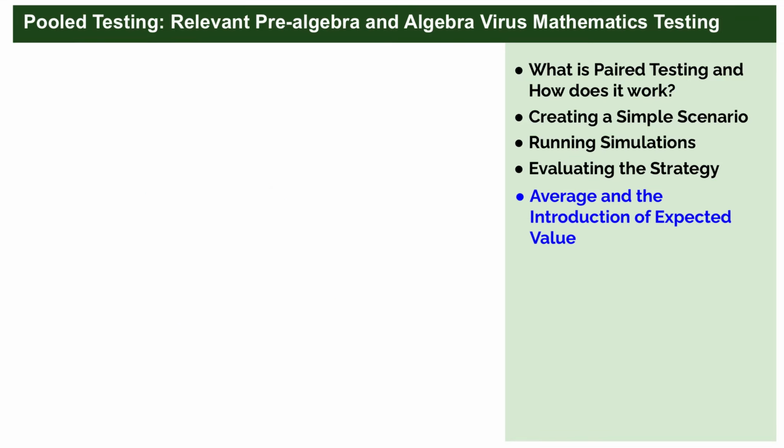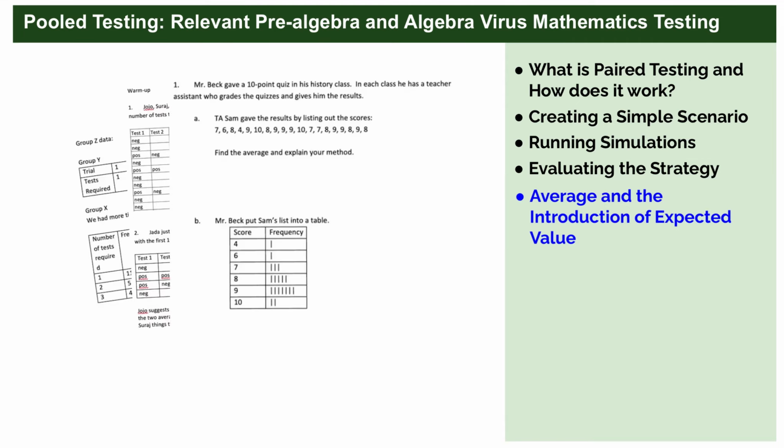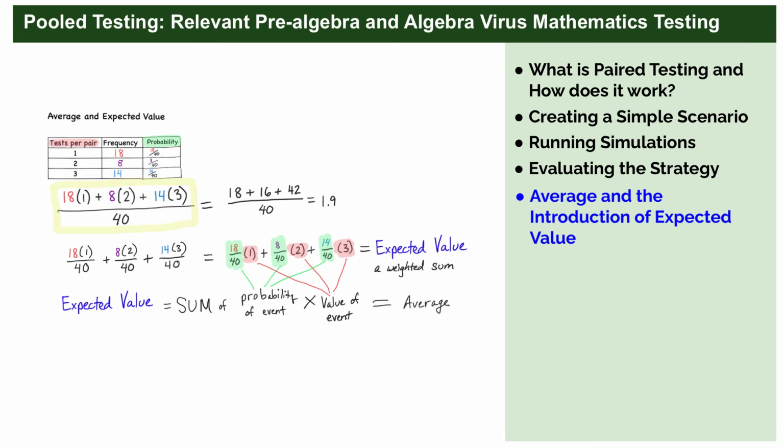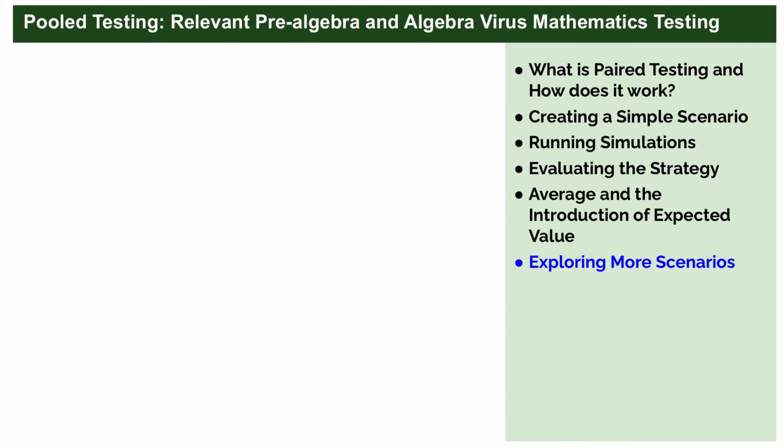One of the key concepts developed in the lesson sequence is expected value. Through multiple activities, students explore the connection between average and expected value. Expected value is an essential tool for quantifying the benefit or loss that comes from paired testing. Next, we ask students to consider a population where 50% are infected, again using simulations with pasta.